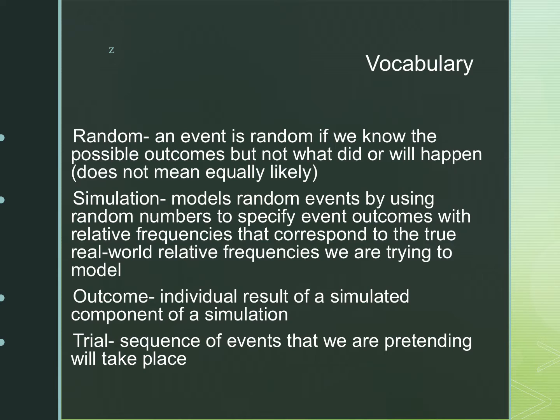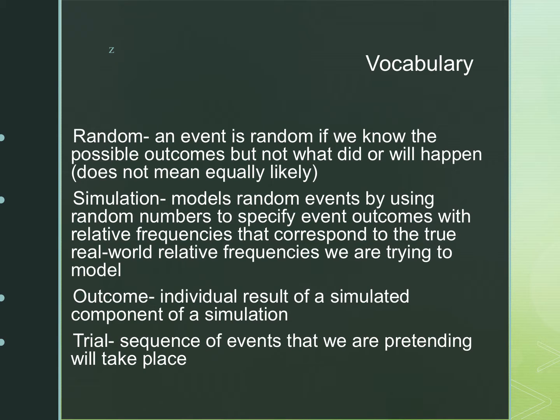Spinning a spinner. A simulation models random events by using random numbers to specify event outcomes with relative frequencies that correspond to the true real-world frequencies we are trying to model. Sometimes it's not always possible to perform the random event and find that probability in real life. Sometimes it's expensive. So we perform what's called a simulation to try to estimate probabilities.